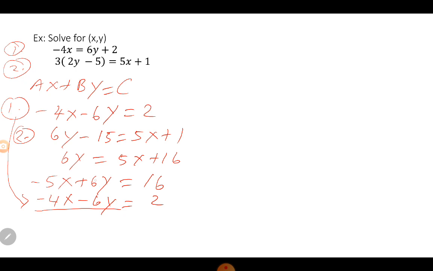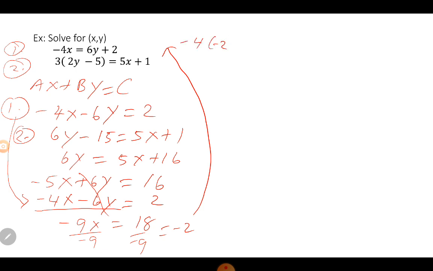Minus 4x minus 6y equal to 2. Now add down vertically, the y's cancel out, and I get minus 9x is equal to 18. Divide both sides by minus 9. So x is equal to minus 2. So with that information, I could plug it into the first equation. Minus 4 times minus 2 is equal to 6y plus 2. So here I get plus 8.